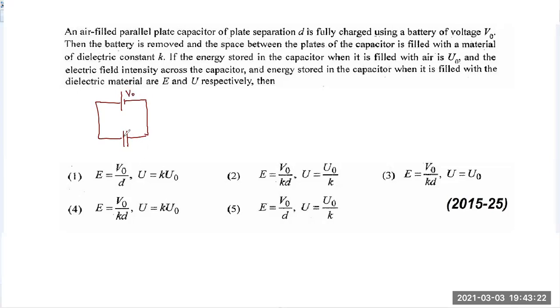Therefore, let's mark all the things around this capacitor. Now we know across this capacitor there will be a voltage of V naught, and there will be a charge stored in the capacitor. We'll take it as Q naught, and the capacitance of this capacitor we'll take as C naught. And what else? There will be energy stored U naught, and there will be electric field intensity across the capacitor E naught. Hope you can understand all these things. So I have marked five quantities around the capacitor.